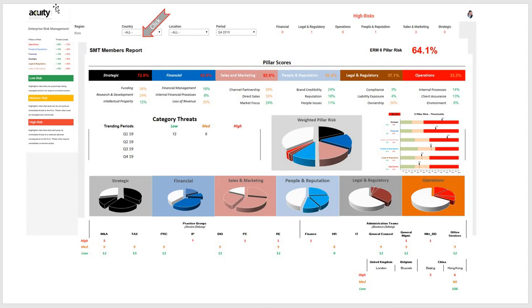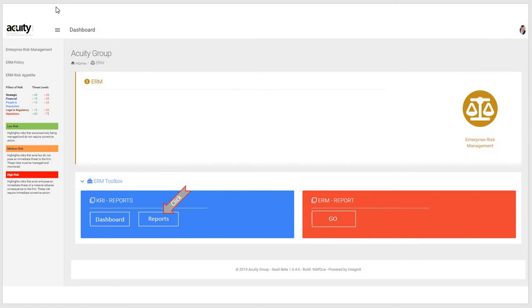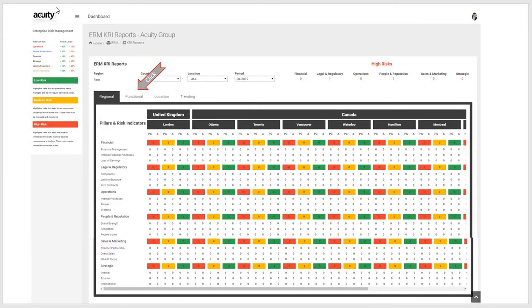each environment. In terms of the reports, you have a number of reports. Here we're looking at a regional report, and again these reports by region are set by the back end of the system in how you wish to configure the organizational structure. Here we're looking at practice groups and administration functions across locations in the UK and Canada.